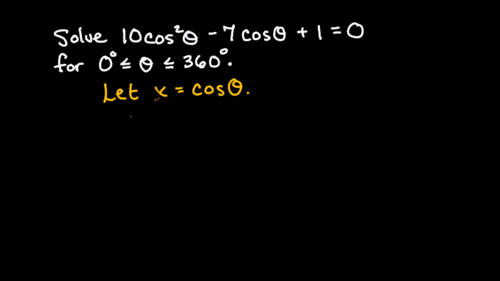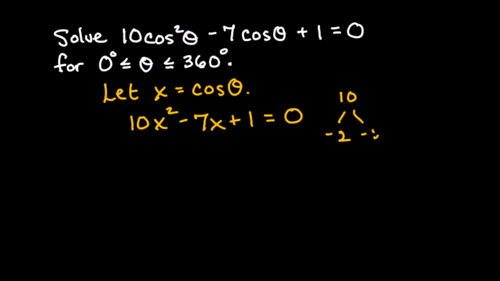Then we have 10x squared minus 7x plus 1 is equal to 0. And we recognize this as a quadratic equation, and we can always use the quadratic formula to solve it, but in this case I think we'll be able to factor. If we multiply the a and the c together, 10 times 1, that gives us 10. And what we want to do is to think of two factors of 10 that add up to negative 7. And that would be negative 2 and negative 5.